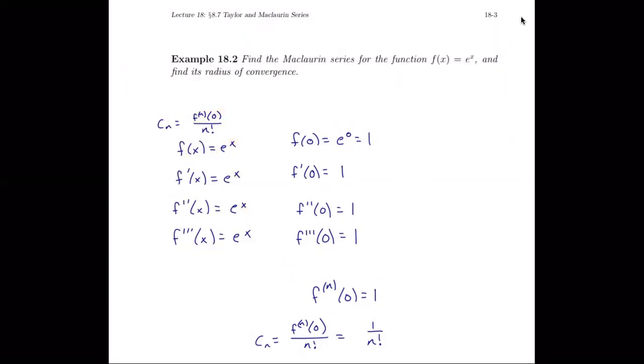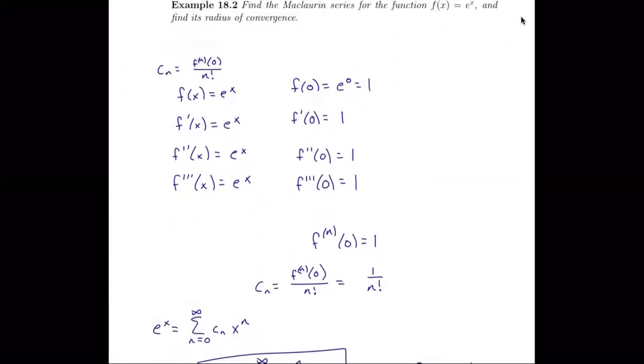We have that f of 0 is e to the 0, which is 1. F prime of 0 is e to the 0, which is 1. And the nth derivative of f is always e to the x, so evaluating at 0 is always going to be 1. So this is a really simple coefficient. I'm sorry, it's the nth derivative of f evaluated at 0 that is 1 for all n.